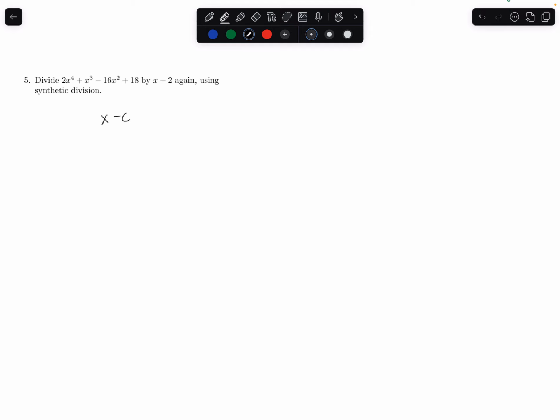So I'm looking for something with x minus c, and what I want to identify is what is that c. In this case, c is going to be 2. So the first step is to identify that, and then you write it in a little box here. So here c is 2. Second step, write the coefficients of the polynomial here. It'll be 2 for 2x to the fourth, 1 for x cubed, negative 16 for negative 16x squared. There's no x term, so just like we did with the other division, I'm going to leave a placeholder. This time the placeholder is just 0, and then the constant term is 18. Then you give yourself a space, and draw a line underneath. And then here's where we run the algorithm.